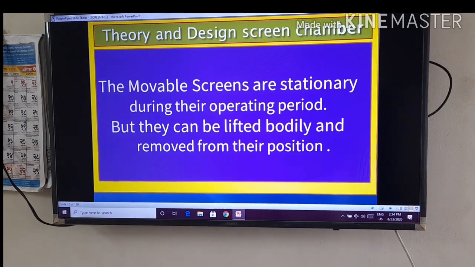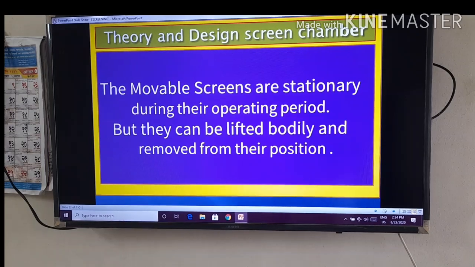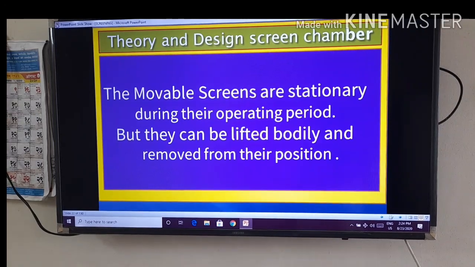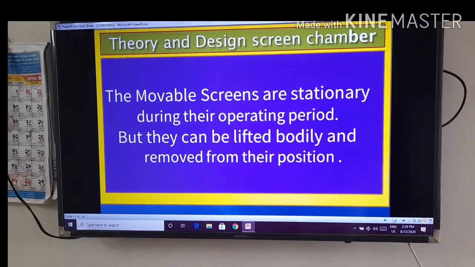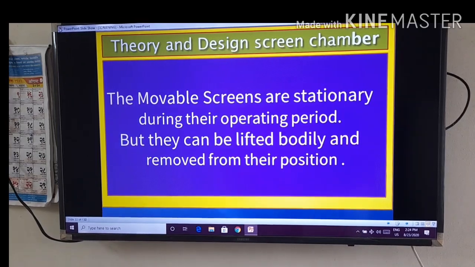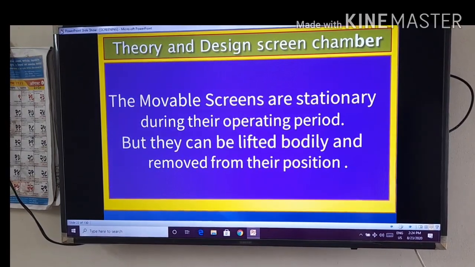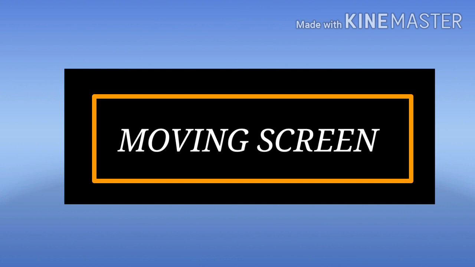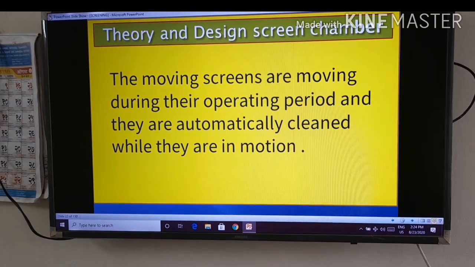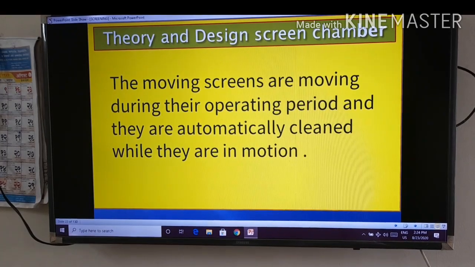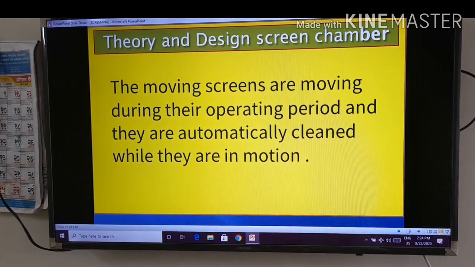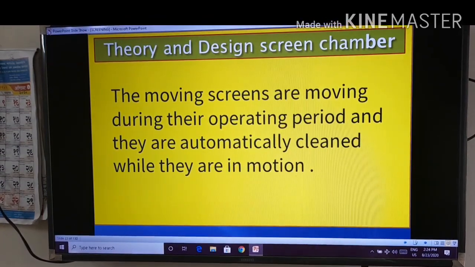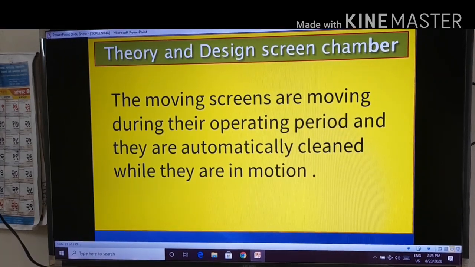Now we are moving on in the theory and design of the screen chamber, the second part, that is movable screens. The movable screens are stationary during their operating period, but they can be lifted bodily and removed from their position. The moving screens, that is the third part, are moving during their operating period and they are automatically cleaned while they are in motion.